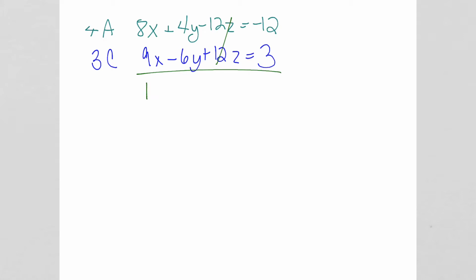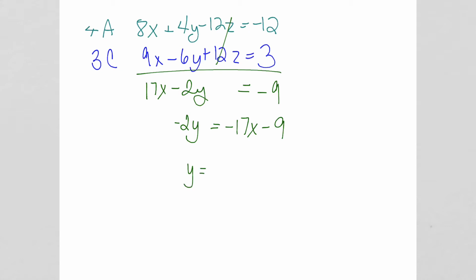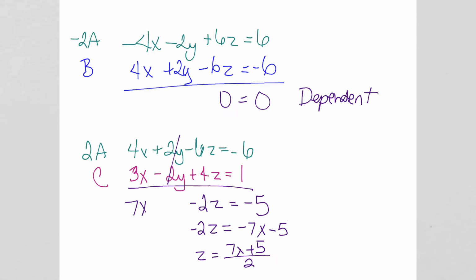So we have 17x minus 2y equals negative 9. Solve for y. Divide by negative 2, and so we can get a positive 17x plus 9 divided by positive 2. So, here is our solution.